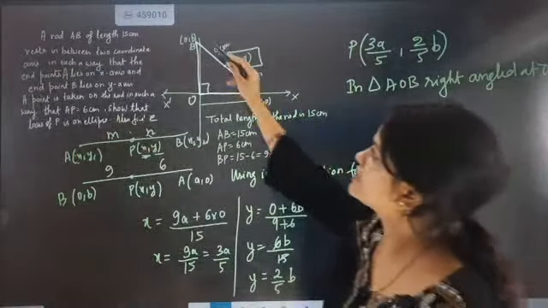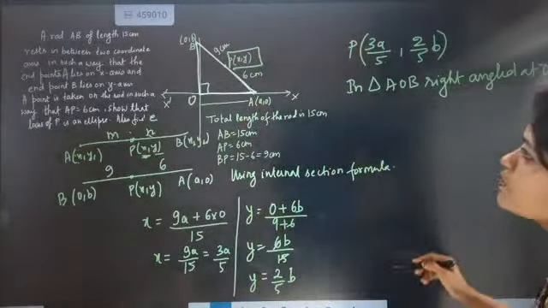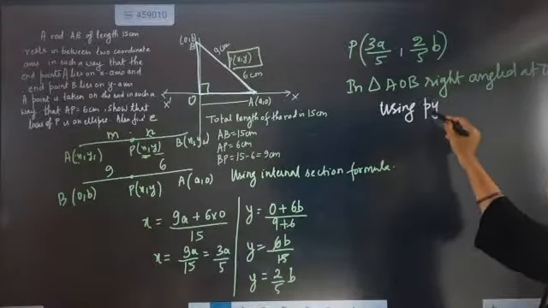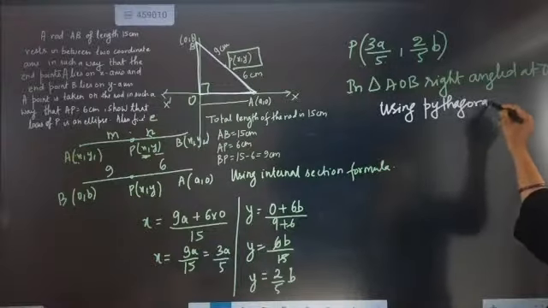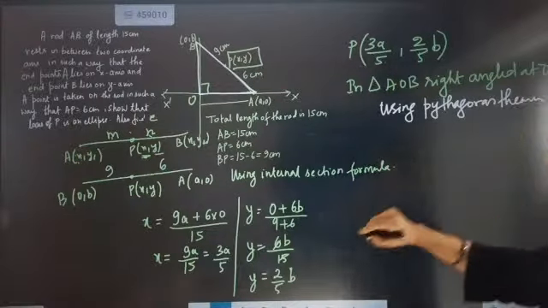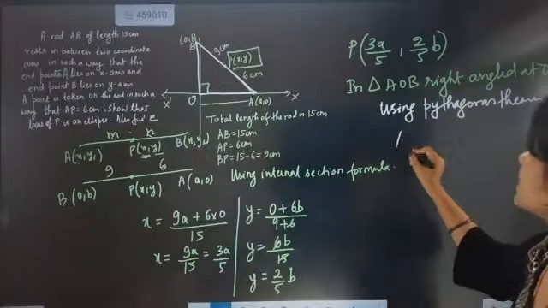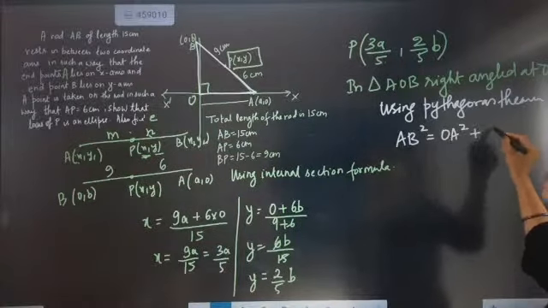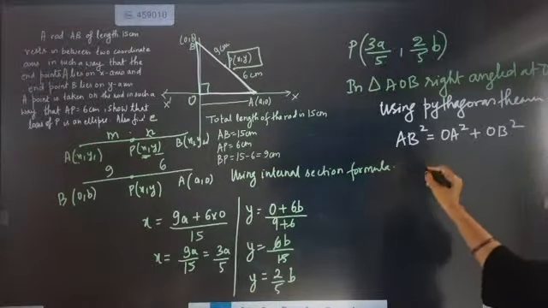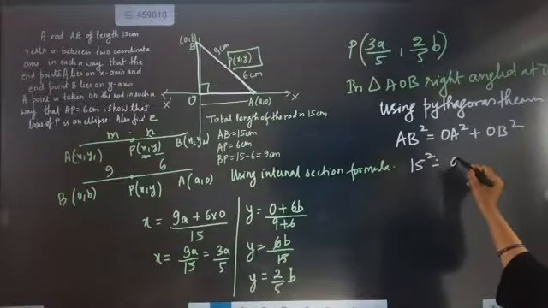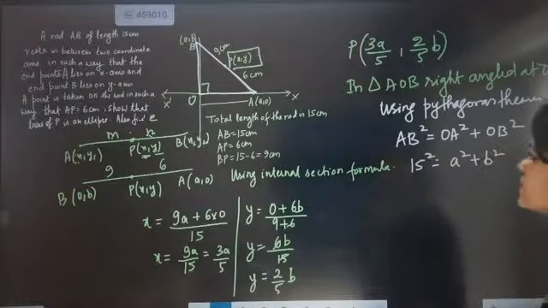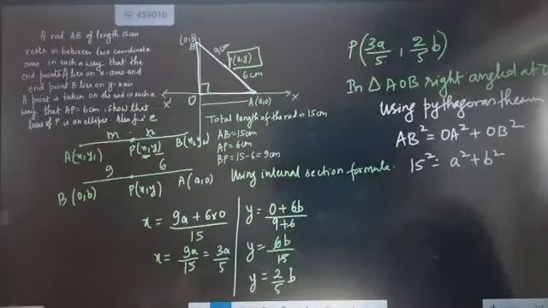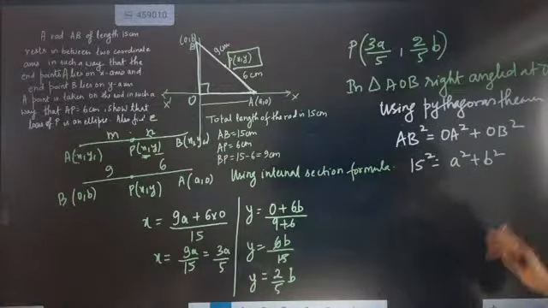Okay, so the triangle is a right angle triangle, so we are going to use Pythagoras theorem. Now AB is the hypotenuse. AB square equals OA square plus OB square. AB is 15, so 15 square is equal to a square plus b square.